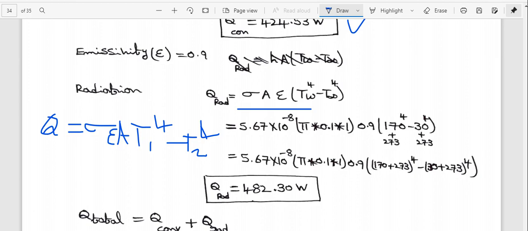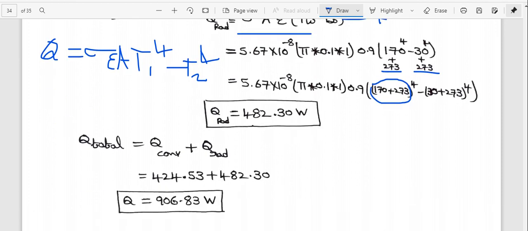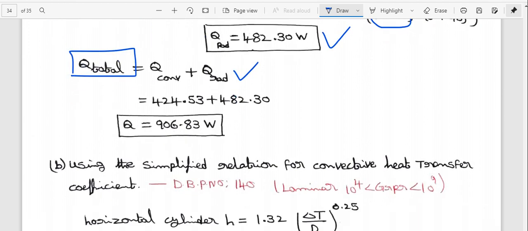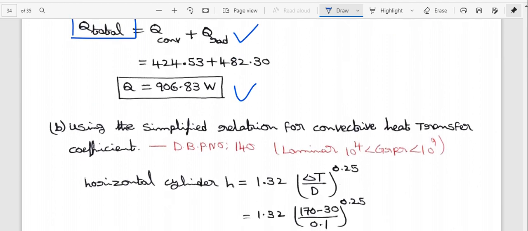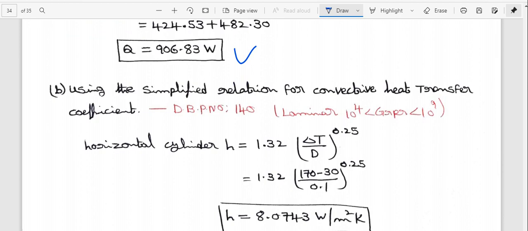The temperatures are in terms of Kelvin. That's why I am substituting 270 degrees centigrade plus 273 and 170 degrees centigrade plus 273 to convert to Kelvin. So here this is the radiation value. What is the total heat generation in the system? Q convection plus Q radiation is equal to this value. Q equal to 906.83. And then coming to the second question, use the simplified relation for the convective heat transfer.